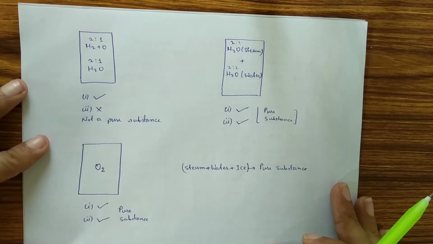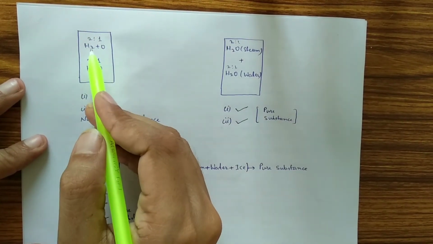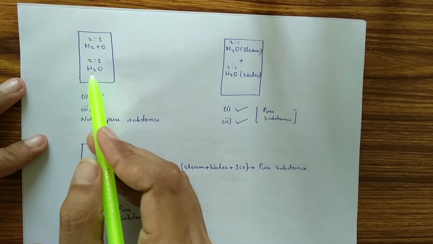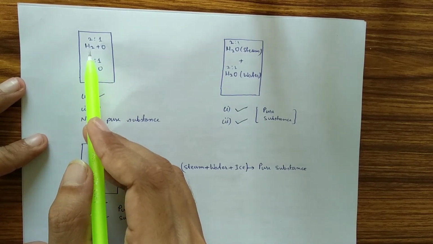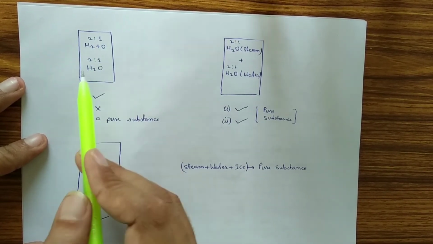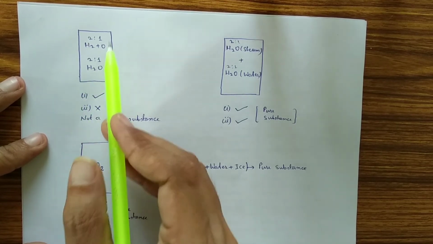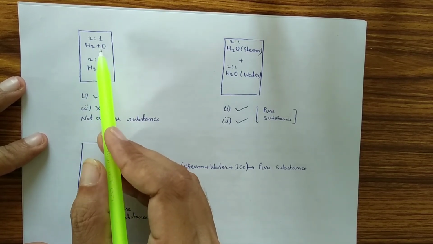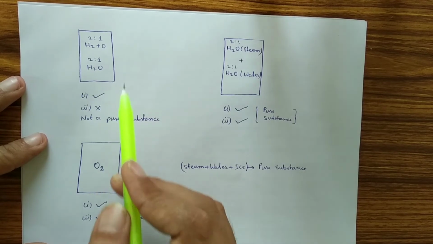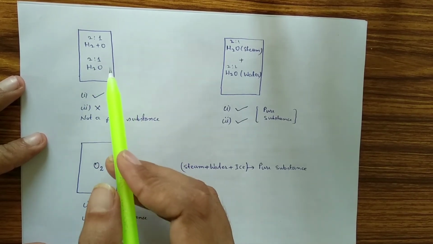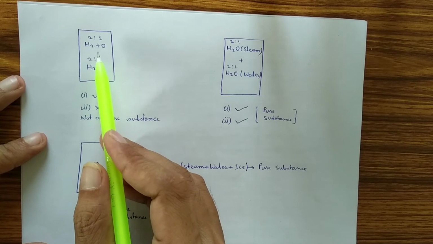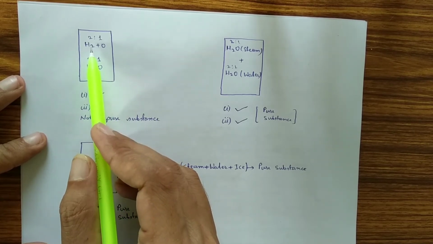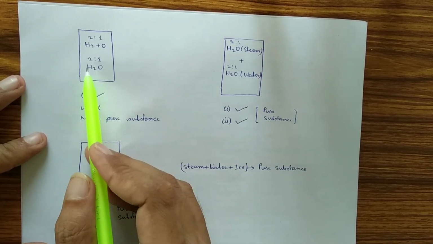Another example is H2 plus O. We consider one part, and H2O2 the other part. If we see, the ratio is the same here, 2:1, and here also 2:1. So it is homogeneous in chemical composition, but when we see the chemical combination of these two molecules, this is different. This is H2 plus O and this is water.